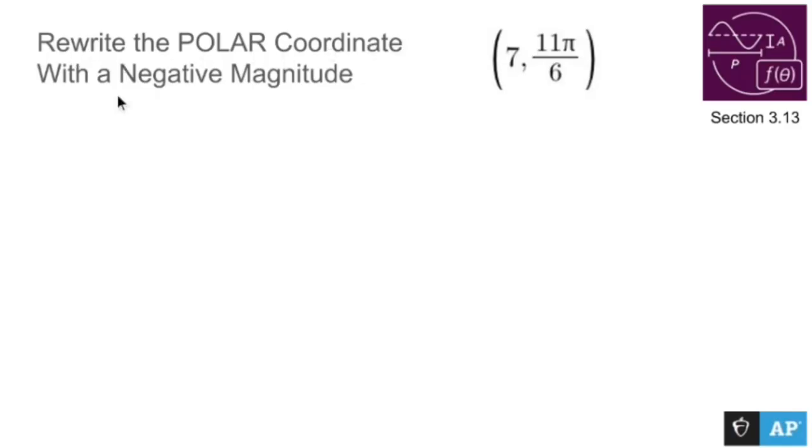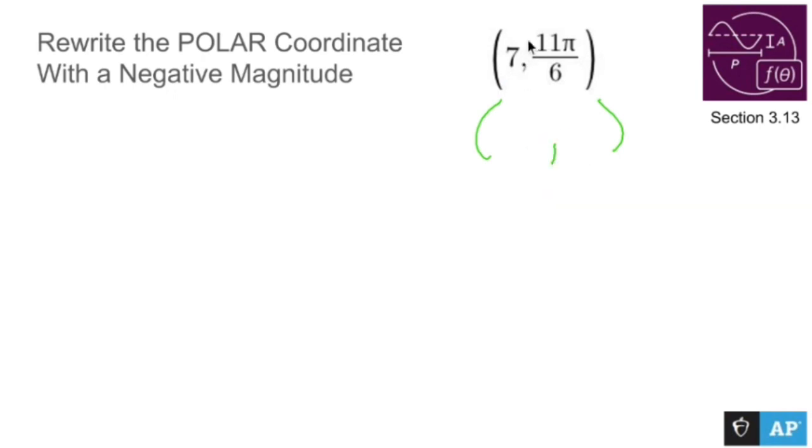Rewrite the polar coordinate with a negative magnitude. Now, before I even consider this, let's take a look at what we have. This is a polar coordinate. This is not what we're used to, which is called a regular coordinate. This is not telling us to start at the origin, go right 7, and then up whatever gross number this is. No, this is polar.